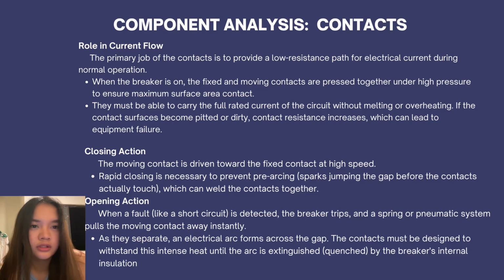Its role in current flow. The primary job of the contacts is to provide a low resistance path for electrical current during normal operation. When it comes to continuous conductivity, when the breaker is on, the fixed and moving contacts are pressed together under high pressure to ensure maximum surface area contact.